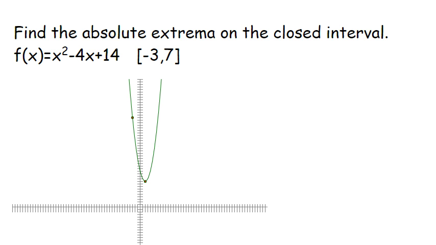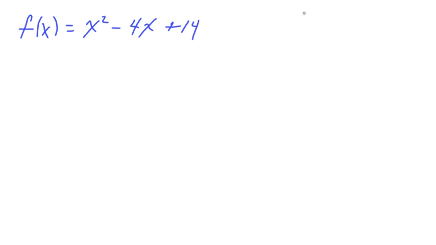So let's write down that function. That was f of x is equal to x squared minus 4x, and then I believe it was plus 14. Alright, negative 3. So this is a fairly nice one here. Okay, and so we're on the interval of negative 3 and 7.